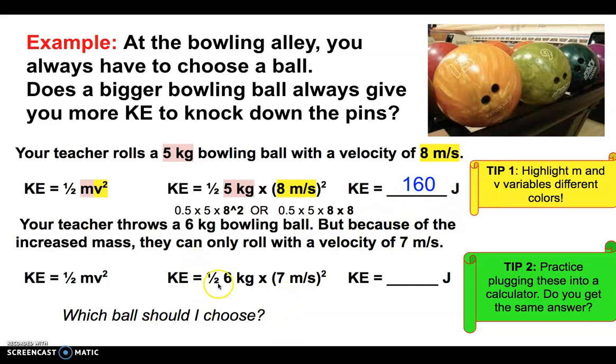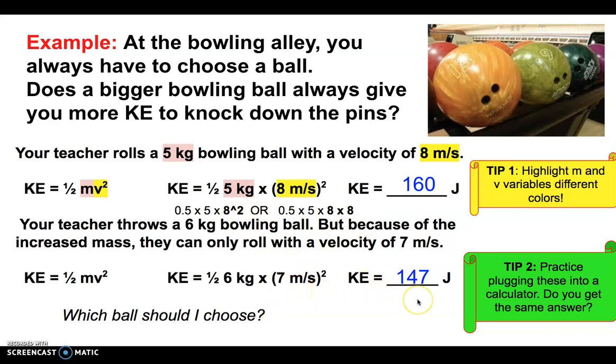Take a moment to try calculating the second one on your calculator and make sure you feel comfortable typing it in. Awesome, I hope you got 147. If you didn't, double check that you typed in 0.5 as 1/2 and that you squared the 7 meters per second, so either 7 with a caret 2 or 7 times 7.